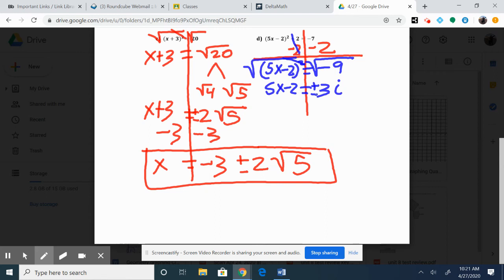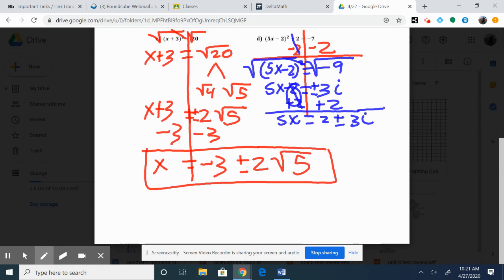So now we finish this off by solving for x. So we would add 2 to both sides. We would have 5x. This cancels out, and we would have 5x is equal to 2 plus or minus 3i. Now we can't add the 2 and the 3i because one's imaginary and one's a real number.